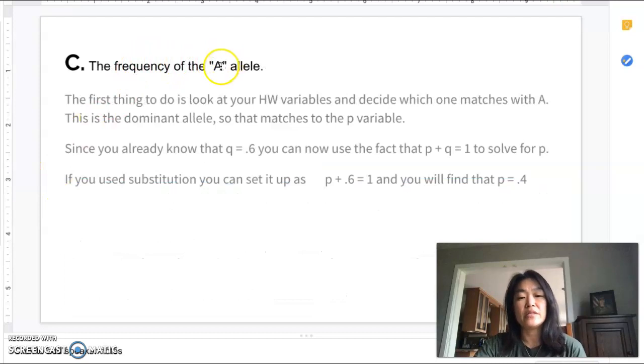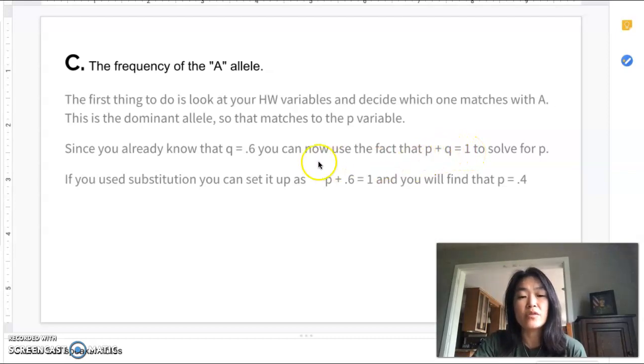Okay, the frequency of the dominant allele. So again, you want to refer to your Hardy-Weinberg variables, and you want to see which one matches up to the dominant allele. And this one, of course, is just the little p variable. So p is the frequency of the dominant allele, and that's what's being asked here for part C. So this is where you're going to use the fact that p plus q equals 1. That's the one that is going to be helpful for you.